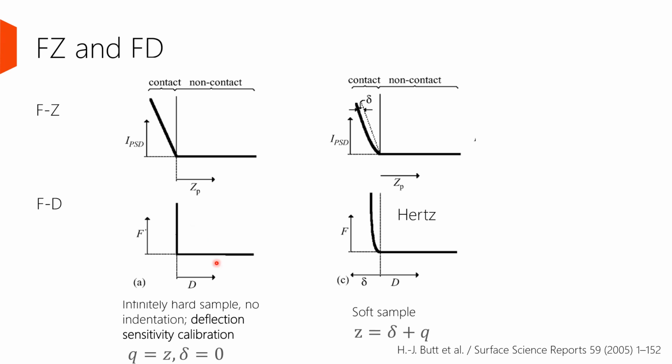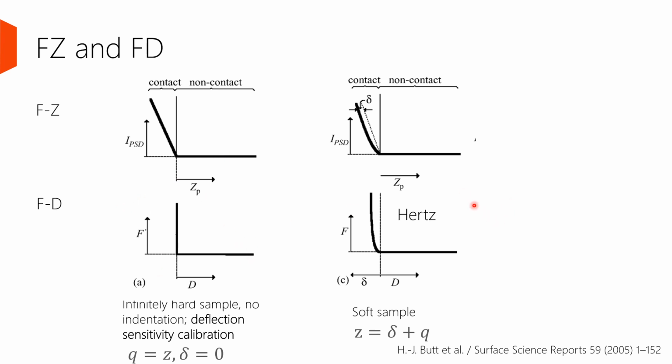So we can take advantage of this infinitely hard sample to perform deflection sensitivity calibration. Because we know the z piezo movement in nanometers, and we also know that z is equal to q on the infinitely hard sample, and we can measure the voltage changes in q, so we can calibrate the deflection sensitivity in units of nanometer per volt.